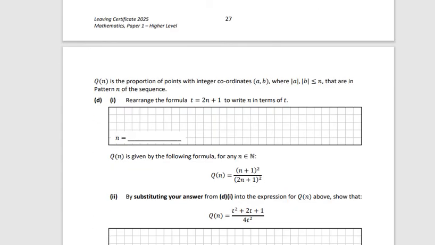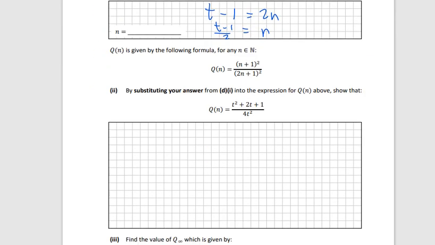Rearrange the formula t is equal to 2n plus 1 to write n in terms of t. So that's quite simple. We just move the 1 over to the other side. So we get t minus 1 is equal to 2n. n is equal to t minus 1 over 2. Then we're going to put t minus 1 over 2 in everywhere in here.